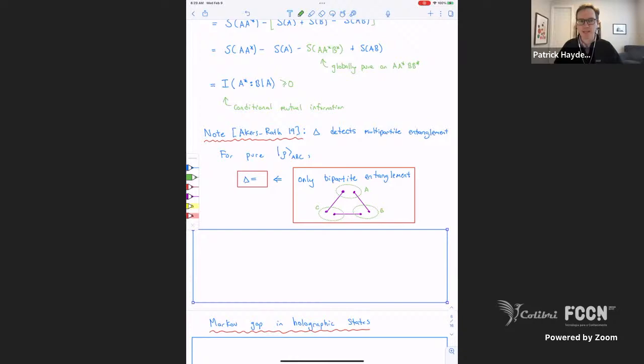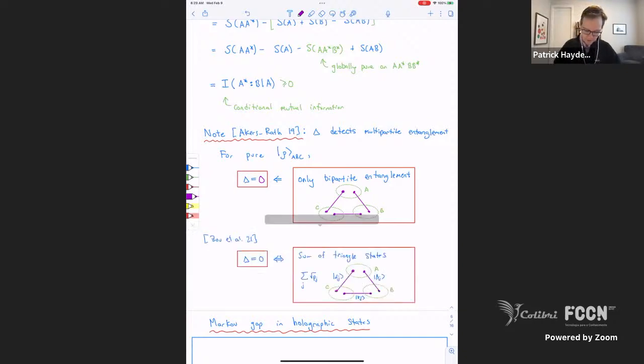that if you only had bipartite entanglement in the original state on ABC, so some combination of bipartite entanglement, as I've illustrated graphically here, you just do a little calculation and you find that delta has to be 0. And so if delta is non-zero, then you have to have multipartite entanglement in your tripartite quantum state. And in fact, you can say more.